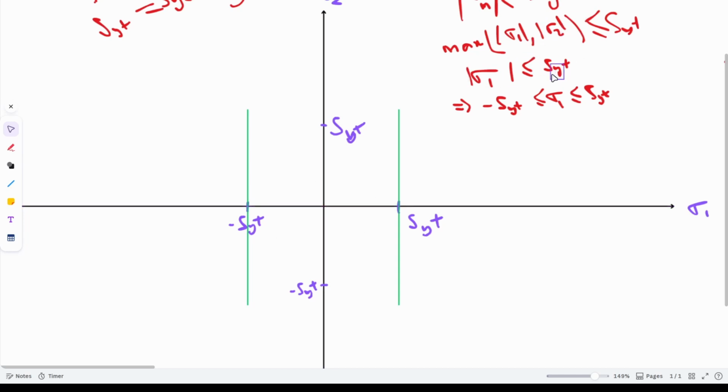Similarly, if we take sigma 2 to be the maximum stress, we will find that sigma 2 also needs to lie between minus SYT and SYT. There is one line and there is the other one over here. So this entire region is what we have as the safe region according to the maximum normal stress theory.